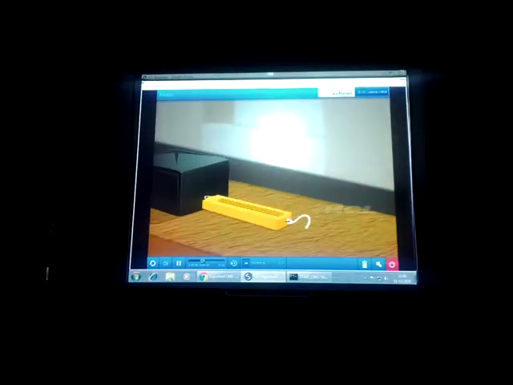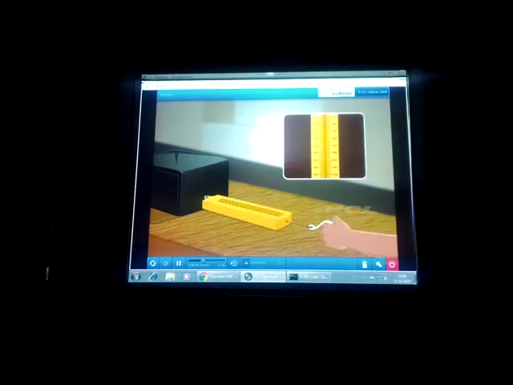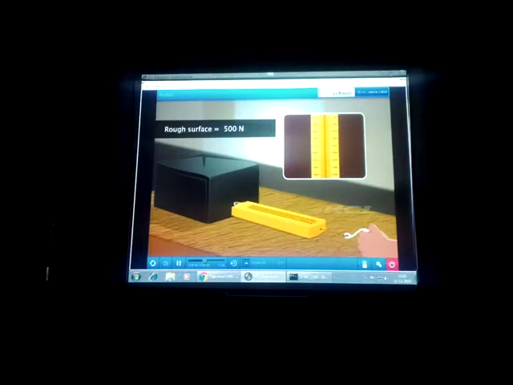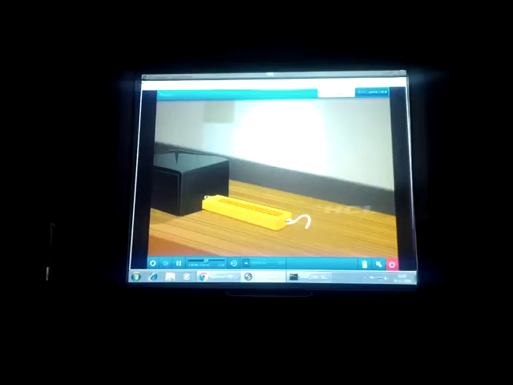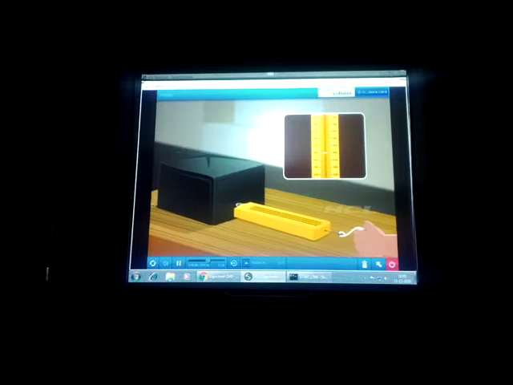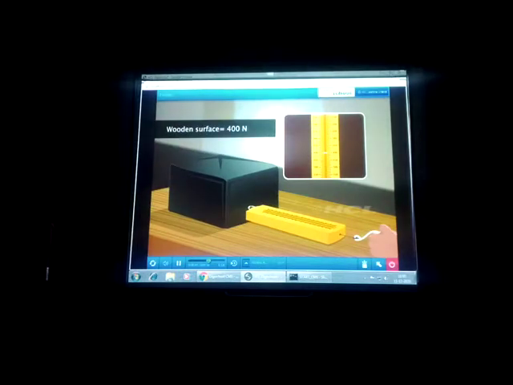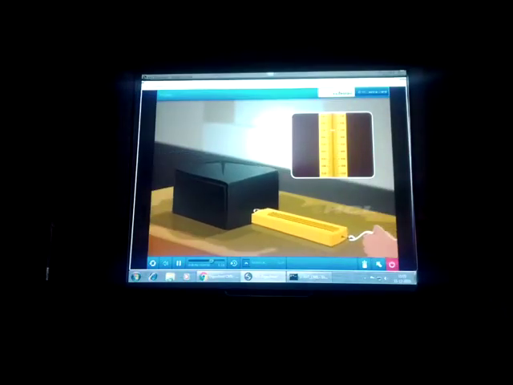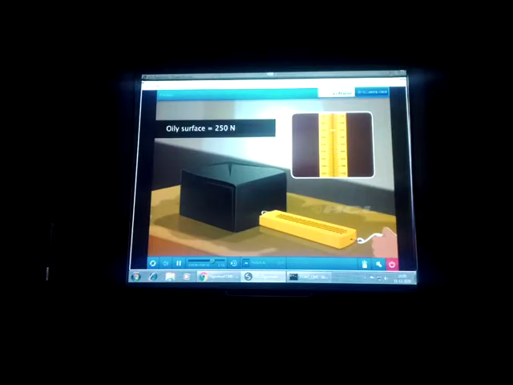You are pulling the block on a rough surface. What does the spring balance read? 500 Newton. Let's change the surface to wooden. Now the spring balance is showing 400 Newton to make the block move. And what does it take to move the block on an oily surface? Just 250 Newton.